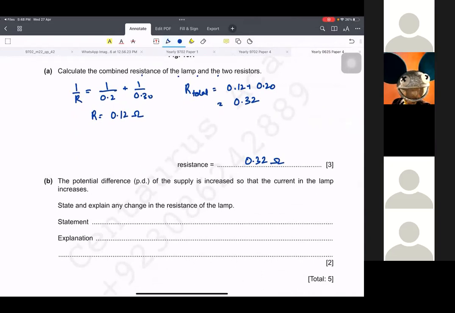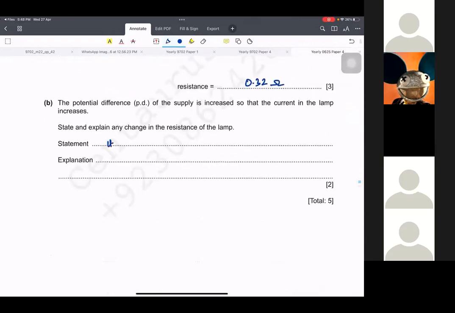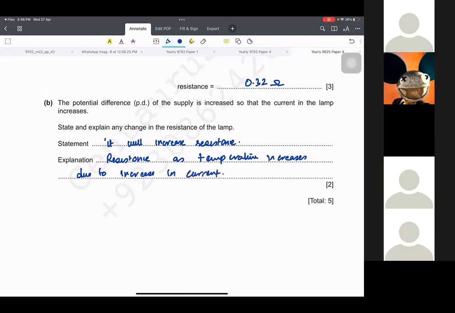Students, explain any change in the resistance of the lamp. Okay. Naturally, if you increase the current in a filament lamp, its resistance will increase. And the explanation is that resistance increases as temperature increases, due to the increase in current. Like that. Okay, so make sure your answer is logical.